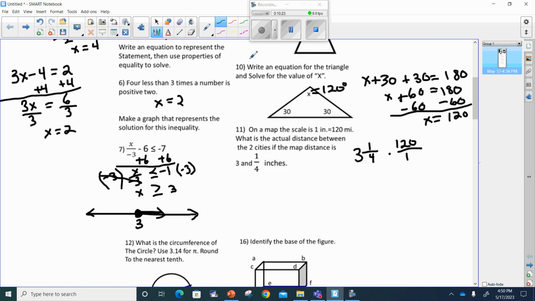The other way you could go ahead and do this is to say that you know that 1 inch equals 120 miles. We're going to use cross multiplication here. Put that equal to 3 and 1/4 inches over x, and we're looking for the miles. When we do this, 1 inch will equal x, and that's going to be 1 times x, and that's x.